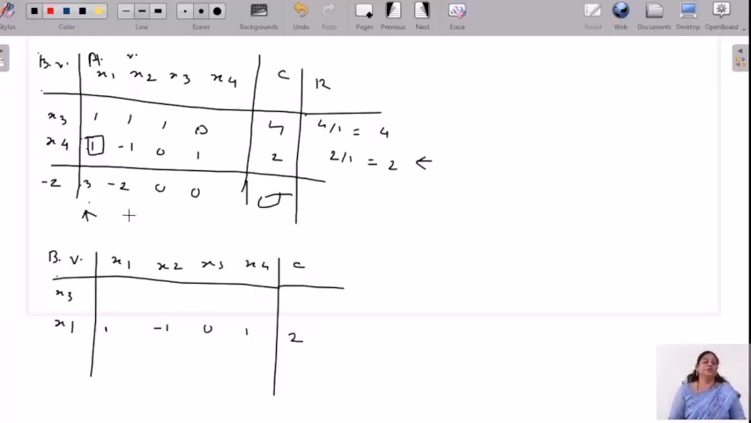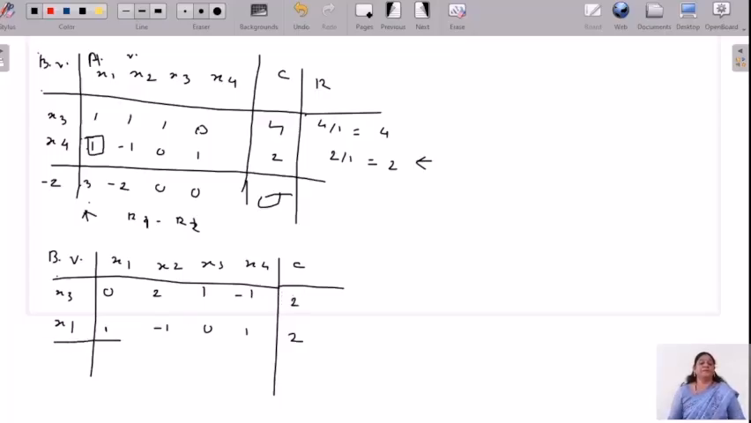Then we will do the operation R1 minus R2. Therefore 1 minus 1 is 0, 1 minus minus 1 is 2, 1 minus 0 is 1, 0 minus minus 1, and 4 minus 2 is 2.